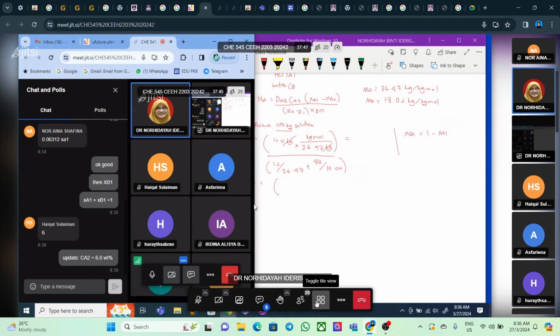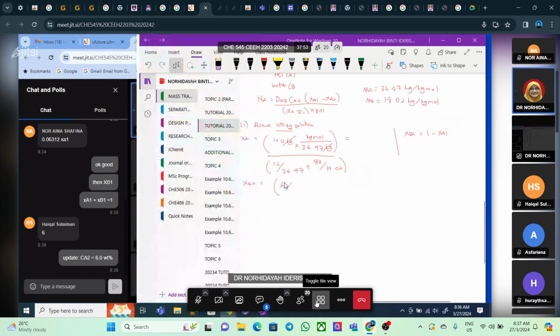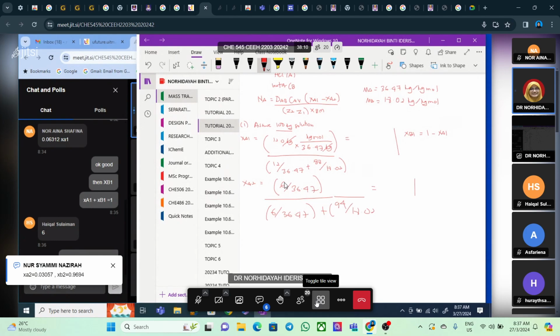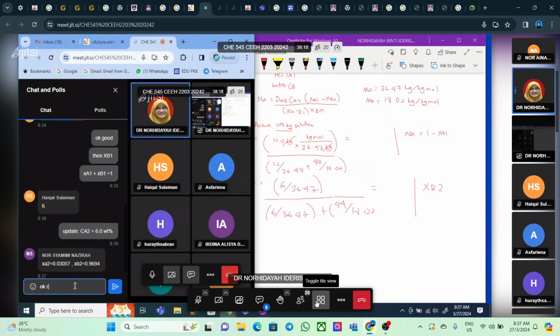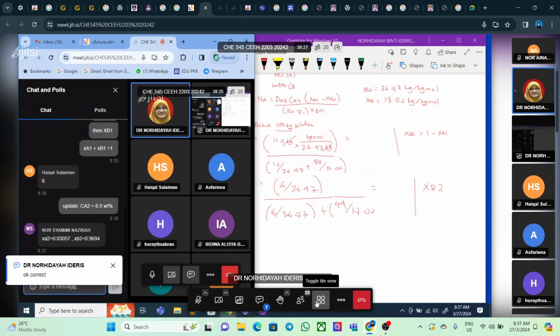Okay, so kira 6 kilogram bahagi repeat je. 6 bahagi 36.47. Lepas tu buatlah 6 bahagi 36.47 tambah 94 bahagi 18.02. Okay, so dapat solve as A2 and dapat value SB2. SB2 0.9694. Okay, correct. Okay, so sekarang ni saya nak kamu kira. Okay, so yang kawan yang lain tu catatlah berapa nilai kat sini. Okay, untuk kamu check dengan jawapan kamu.